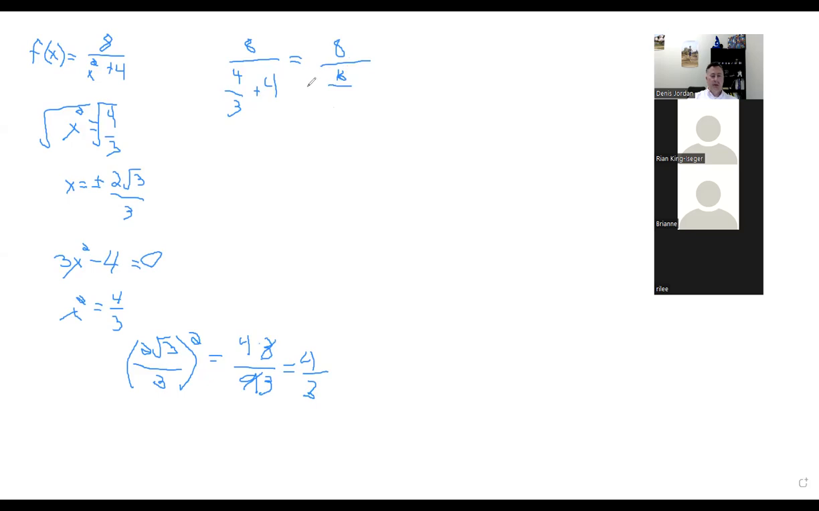So then 4/3 plus 4 would be 16 over 3. So then you multiply by your reciprocal, and we end up with 3 all over 2.